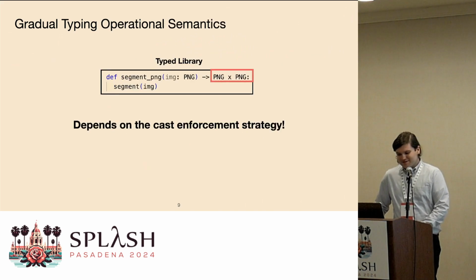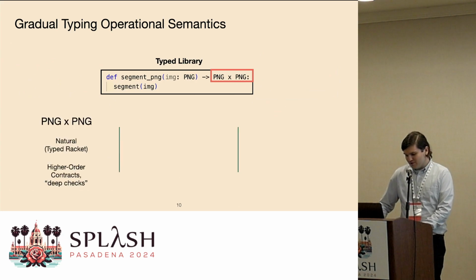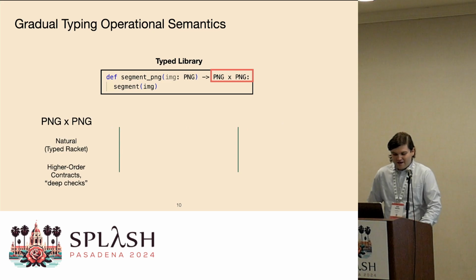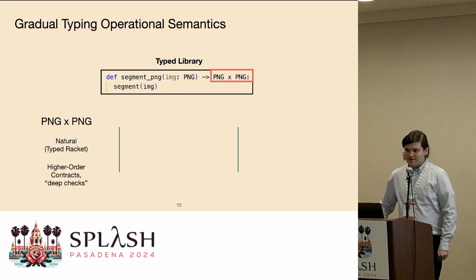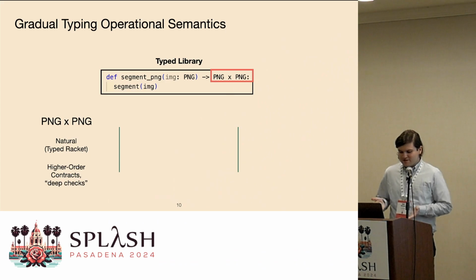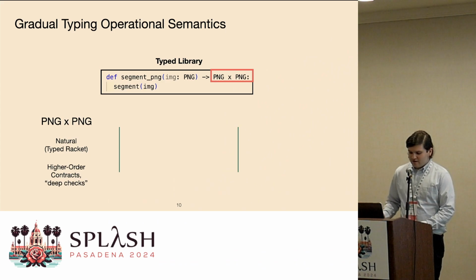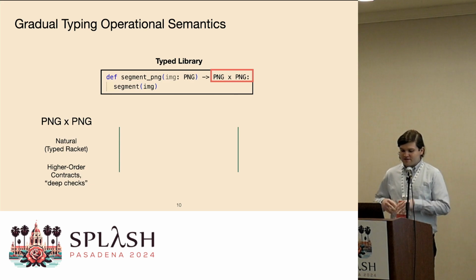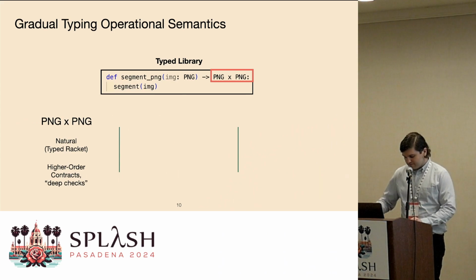And the answer is, it depends on the cast enforcement strategy. So in one case, in the natural semantics implemented in Typed Racket, they actually see the pair of PNGs no matter what. And the way that natural does this is they have higher-order contracts that wrap functions, and they perform so-called deep checks, ensuring every single type is accurate.